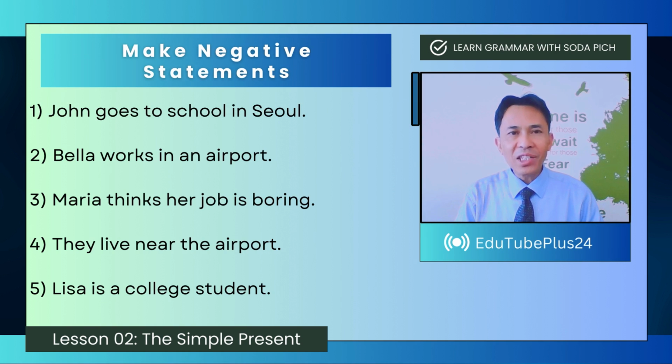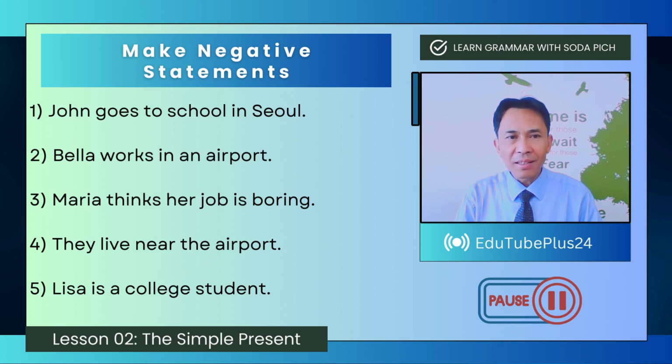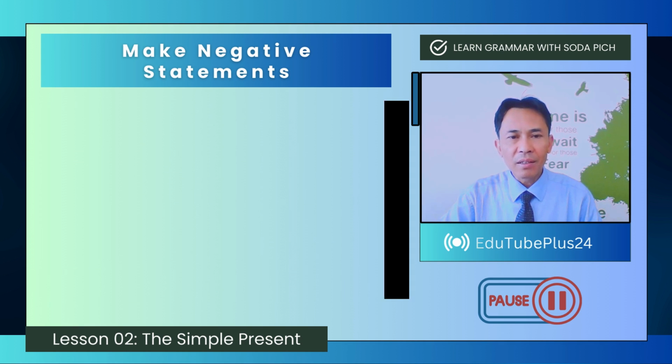Okay, now try changing these positive sentences into negative sentences. You can pause the video while you work. Number one, John goes to school in Seoul. Number two, Bella works in an airport. Number three, Maria thinks her job is boring. Number four, they live near the airport. Number five, Lisa is a college student.